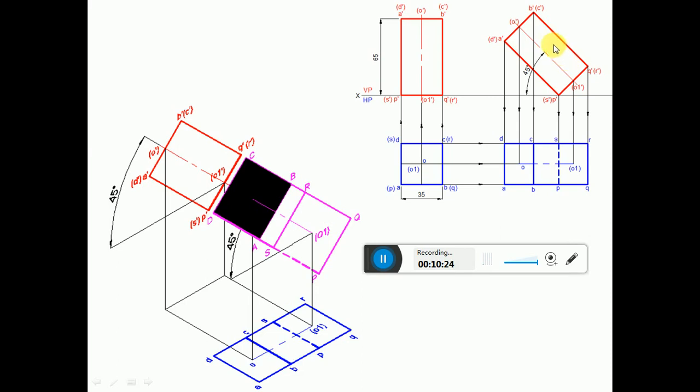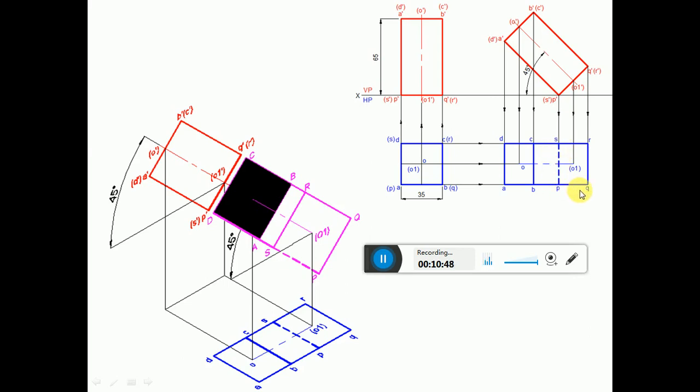Once it becomes visible, this becomes the opaque surface. Since the edge is below that, naturally PS is going to become invisible. In other words, the edge or a corner which is on the XY line in the front view is always invisible in the top view. So PS is going to become invisible.